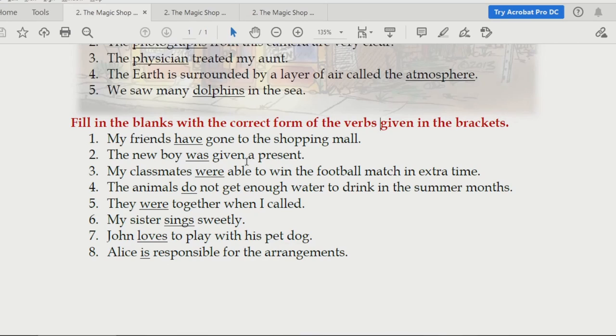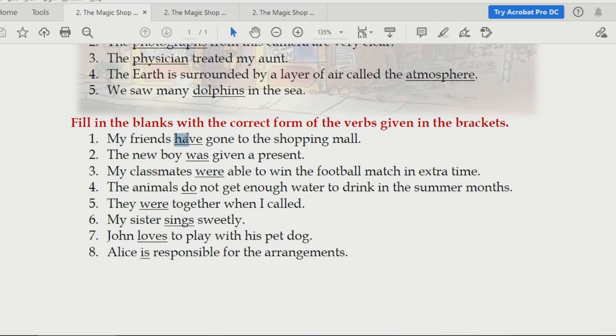Now dear students, let me tell you one important thing. Wherever we have the word have, it becomes a plural verb. And you know the meaning of plural is more than one. I'm repeating it once again. Have is plural. Now you may want to know what is the singular of have. The singular will be has. H-A-S. My friends have gone to the shopping mall.